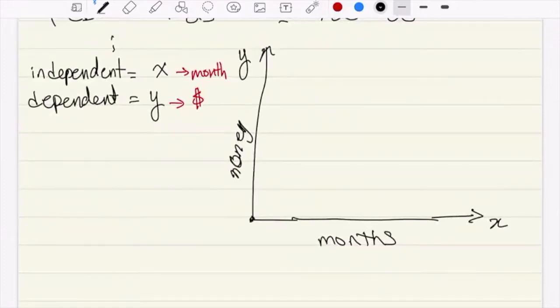Okay, so when we first started, we started at 100. Let me break that down a little bit. Let me put right here $100. And then the first month, we said January, we added $25. This is January.